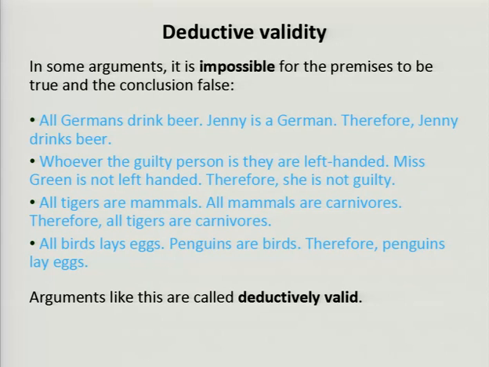We've seen several examples of this today. I'm not going to read them out again. Here is one. Let's say it's absolutely, indubitably true. All Germans drink beer. There is no exception to this rule. Jenny is a German. That's also true. Therefore, Jenny drinks beer. Also true. Every once in a while I do. And given these premises and given their truth, it is absolutely inconceivable, impossible that I don't drink beer. Arguments of this type are deductively valid.